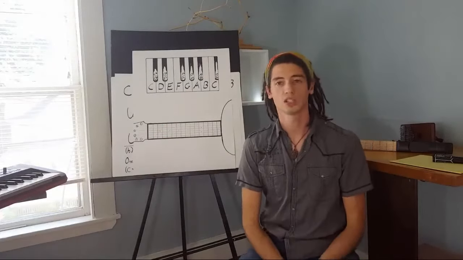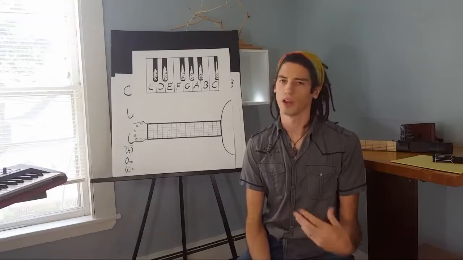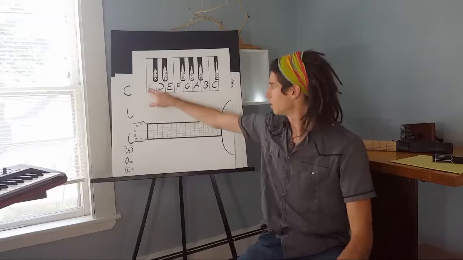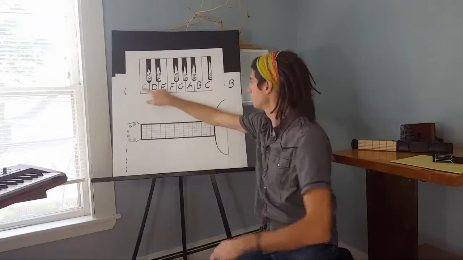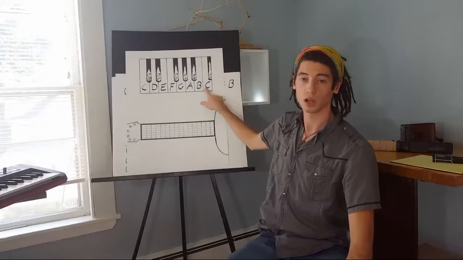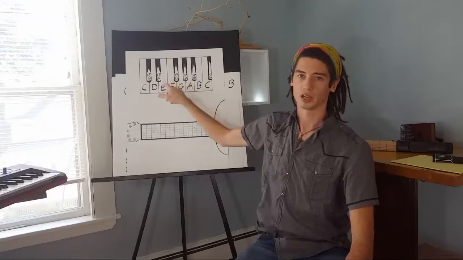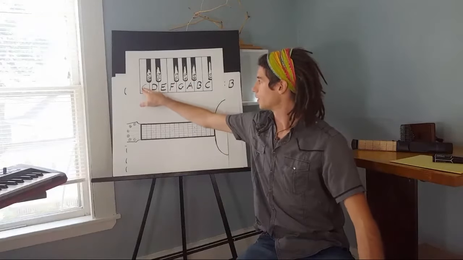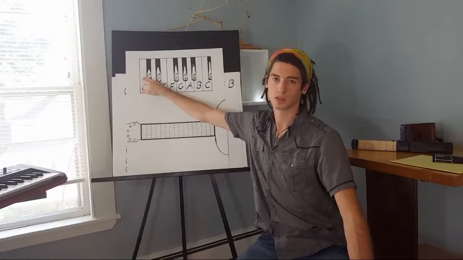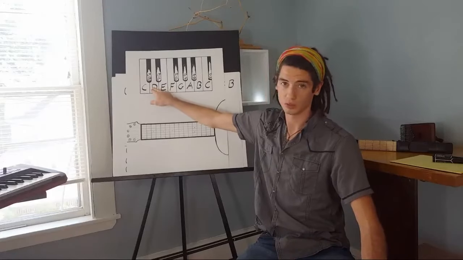So the piano is set up so that it's very easy to see what your C scale is. All of our white notes are the C scale. All of our black notes up here are in between those. They're all the sharps. So if we have C, C sharp is our half step. C to D would be a whole step.